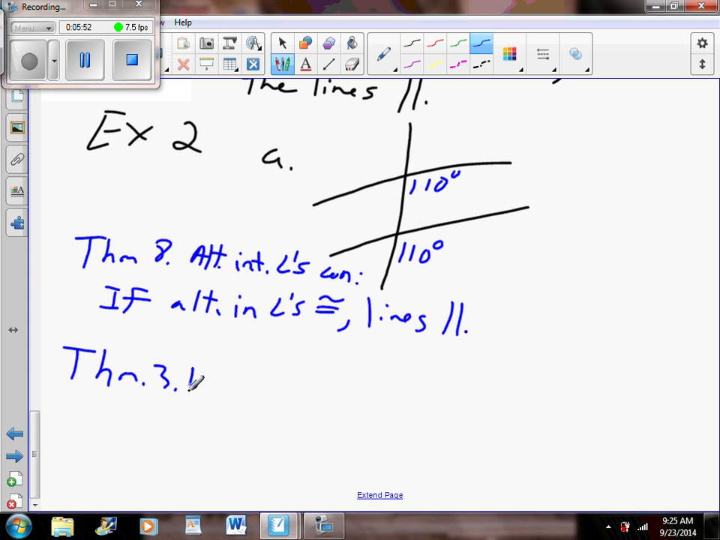Theorem 3.10 is the same side interior angles converse. And then when you're getting your notes ready, like I said, I'm going to use the list of terms, definitions, theorems. Put 8, 9, and 10 in your notes, okay? Theorem 3.10, same side interior angles converse.